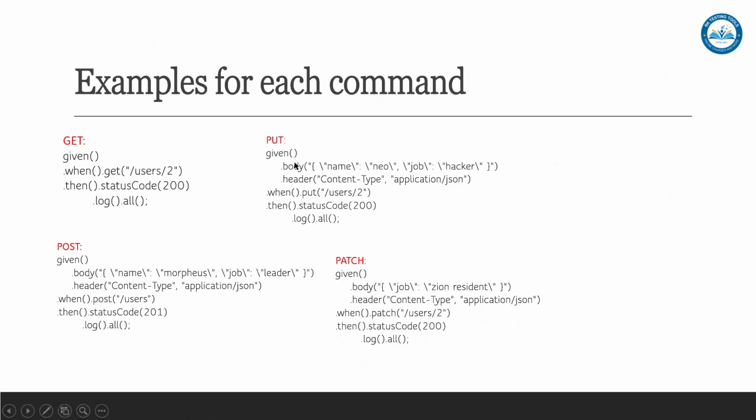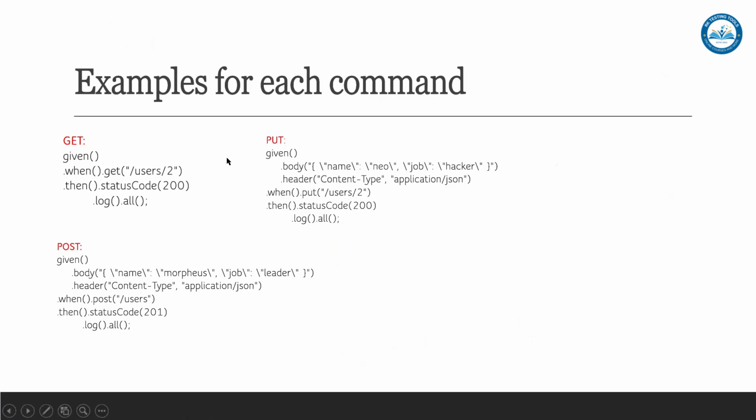So PUT is nothing but we are going to update or replace the existing data, right? So given dot body, name Neo, job seeker. That means the name is going to be replaced with Neo in place of Morpheus, and the job is going to be replaced with hacker and leader. And the header type, same thing. You're just adding the PUT request here, same thing, users/2, and then status code 200, log all.